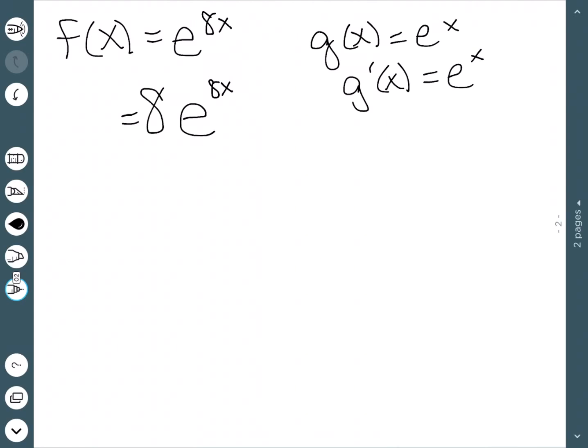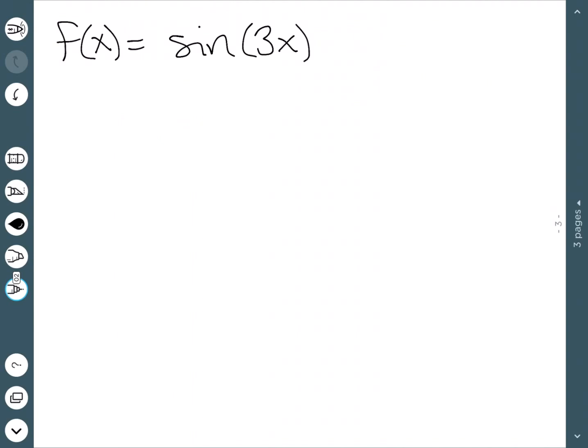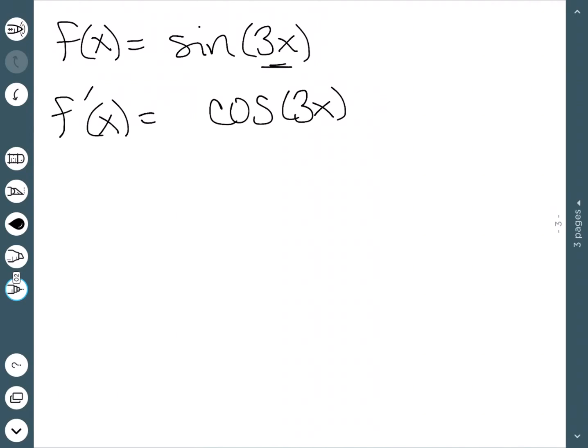We know that the derivative of e to the x is e to the x. So we keep the same function, and then we have the derivative of the inside, which in this case is the exponent. This works the same for things that we've dealt with like sine and cosine as well. We know that the derivative of sine is cosine, and then we have to take the derivative of the inside, the derivative of 3x, which is 3. And this is where we get the 3 cosine 3x.